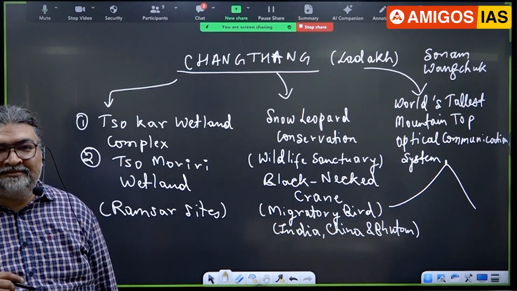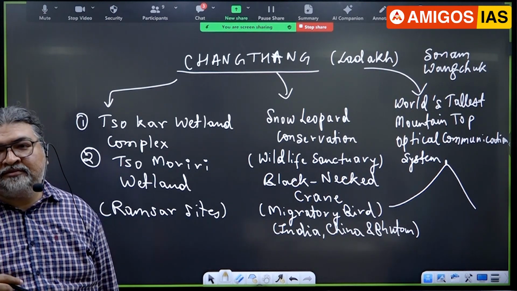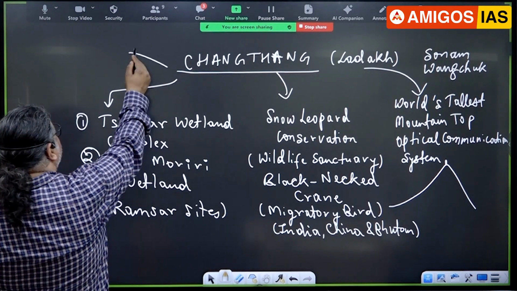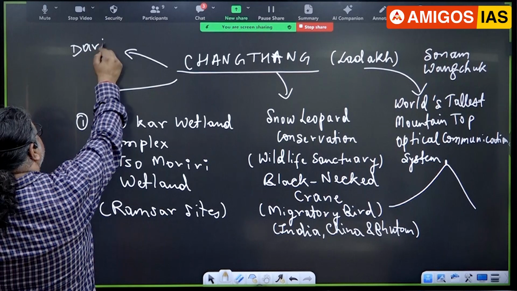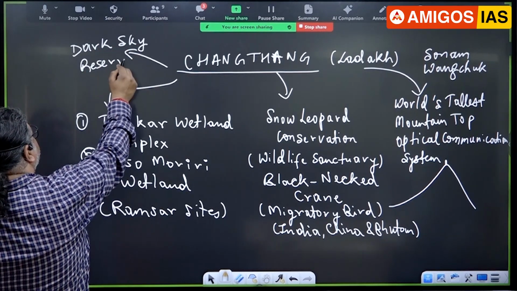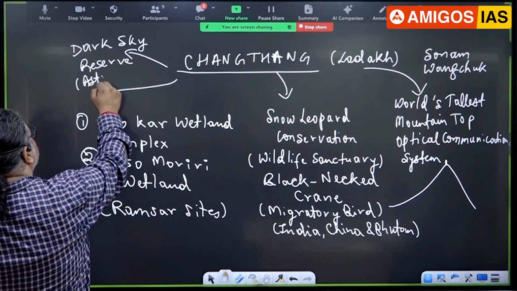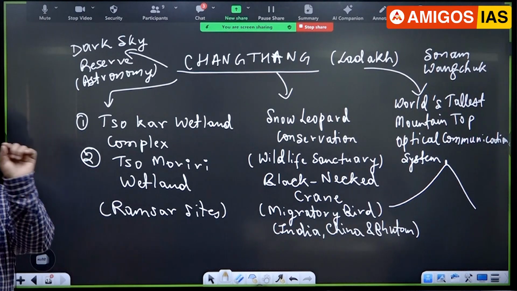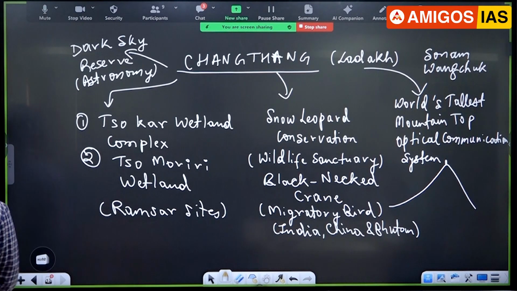Dark Sky Reserve. So we have a telescope also. See, so many areas I'm connecting here. So even you know this is also Dark Sky Reserve. Now Dark Sky Reserve is part of astronomy. So I've connected the topics there. These are points you have to remember for the exam. And UPSC can go into any such area and can ask you a question. All these are facts there.